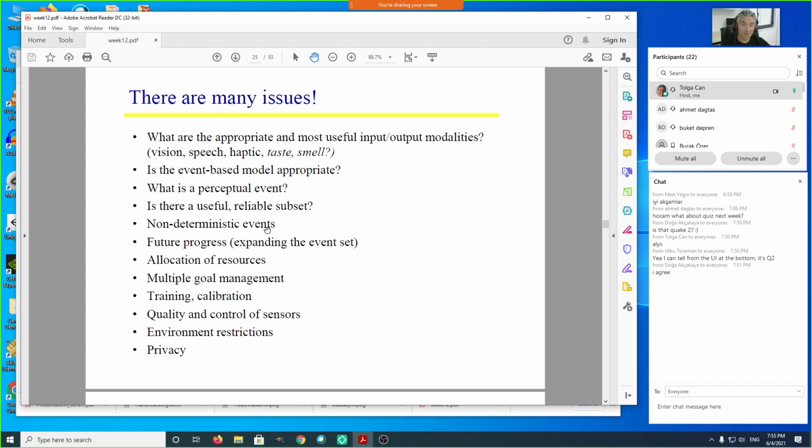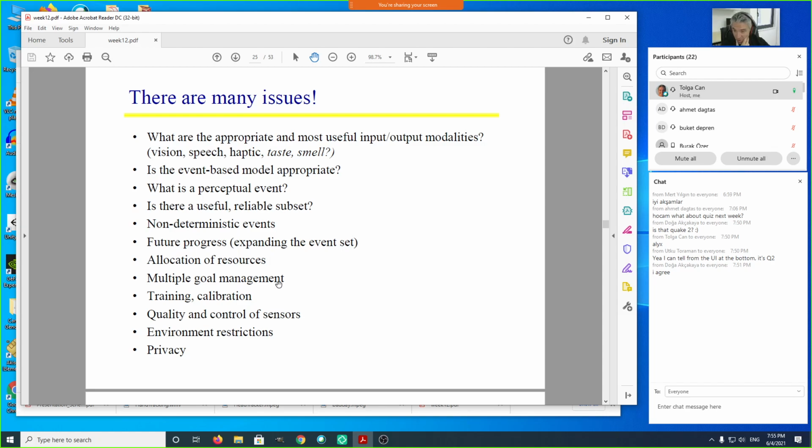Well, there may be some non-deterministic events. For example, if instead of raising my hand fully, I do something like this, is this going to be considered a raise of hand? How do you allocate your resources? Because if the desktop computer has to be active all the time, perceiving its environment all the time, how do you allocate your resources to doing these things, being active all the time?